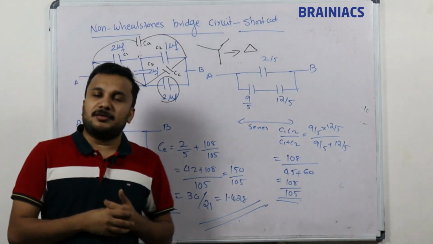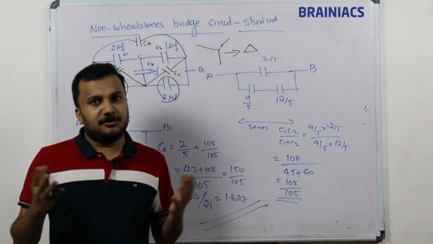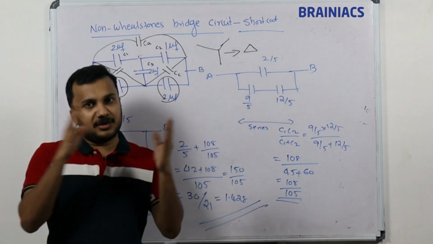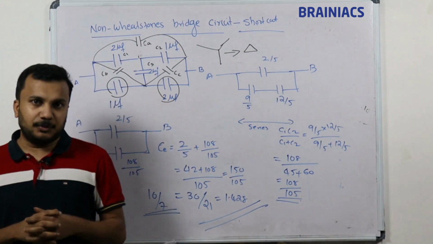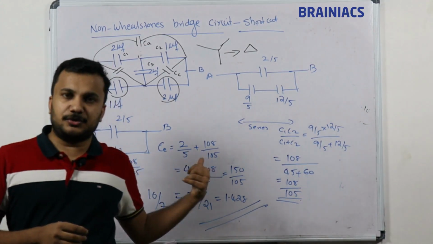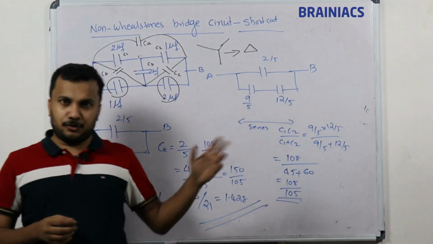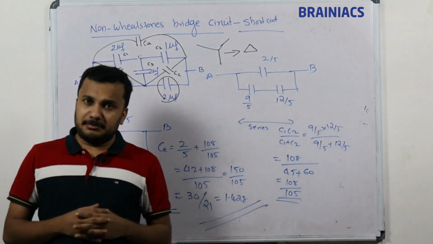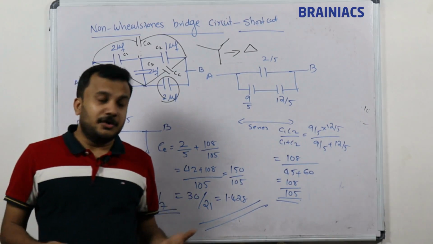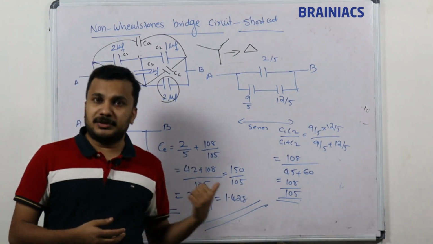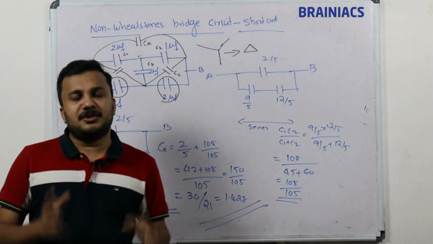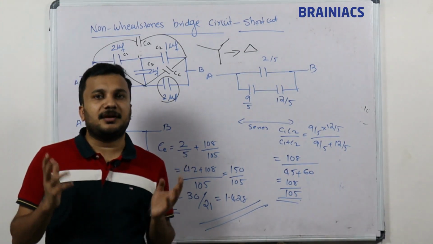But when it comes to the non-Wheatstone bridge circuit, you have two options. Either you can go with the charge division method and apply KVL. The same question we have done, right? Q is equal to Q1 plus Q2, and we got different values for Q1 and Q2 and solved it. You can go with that method, or you can do the same questions with star to delta conversion also. So whatever you are comfortable with, you can answer it.